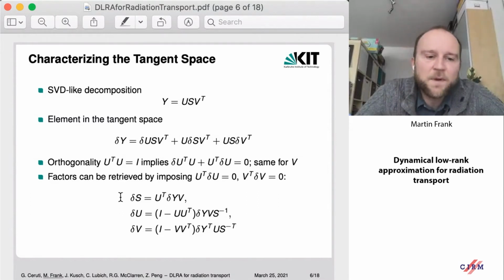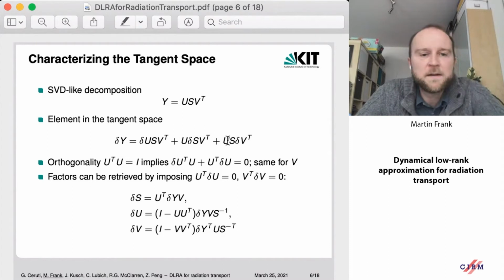And let me explain maybe the first one because it's simple. So if I take the delta Y up here, I hit it from the left with U transpose, then this term cancels. U transpose delta U is 0. Here it cancels the U, it becomes an identity. And now I hit it from the right with V, then what happens is that delta V transpose times V is equal to 0. So this one also cancels. So I'm just left with this term here. And the left one is the identity, the right one is the identity, so I have delta S. Yeah, so that explains this formula down here.